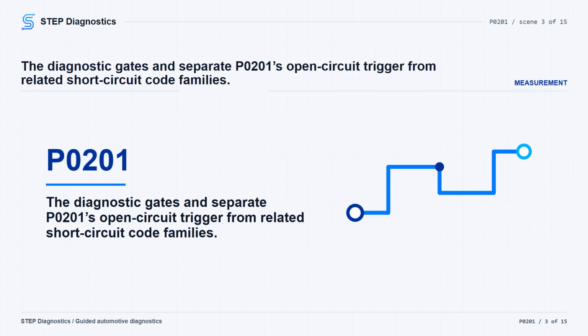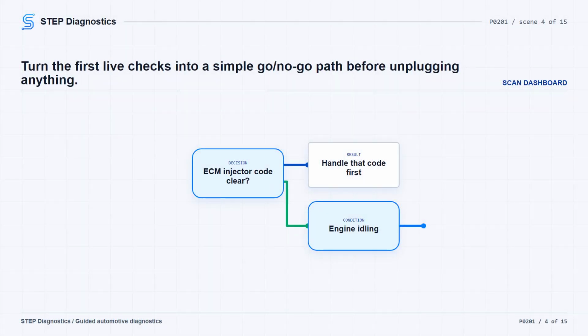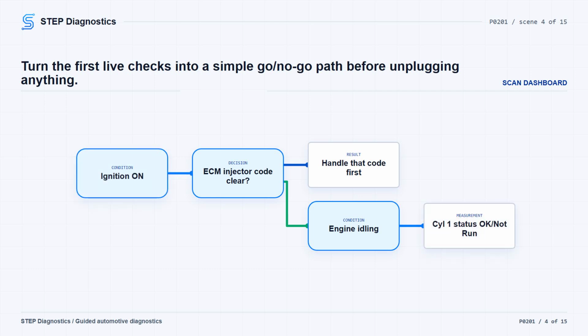For the monitor to run, ignition voltage has to be greater than 11 volts. With the ignition on, first make sure the ECM injector control-related code is not set. If that code is present, deal with what it means before continuing this injector circuit path. If it is not set, let the engine idle. The engine has to be running for the injector control circuit status parameters to work. On the scan tool, the injector control circuit status parameters should show OK or not run. For this episode, pay close attention to the cylinder 1 injector status, since we're focused on P0201.